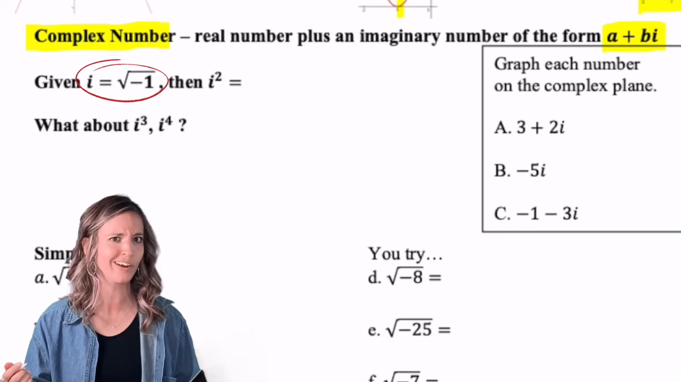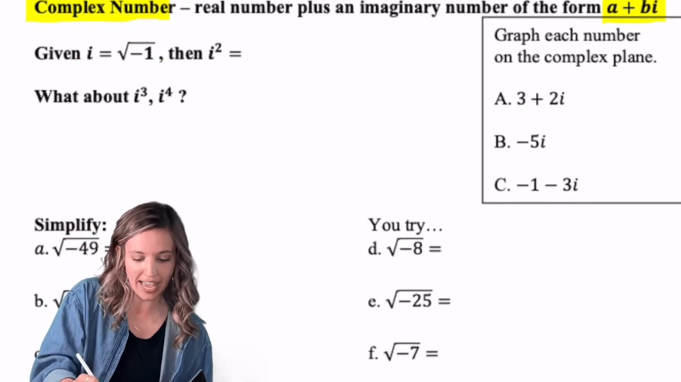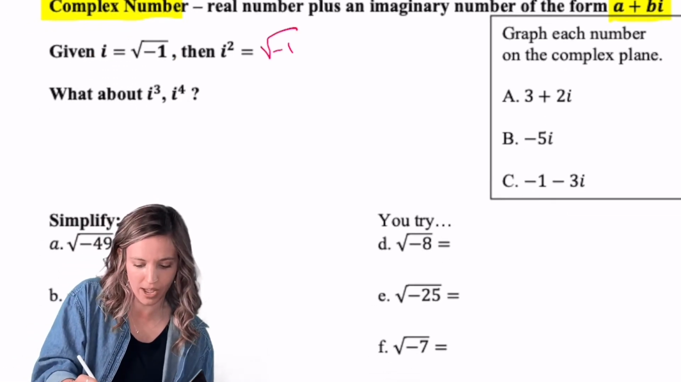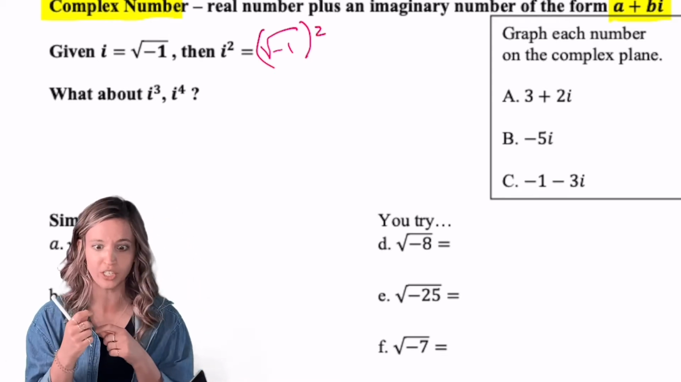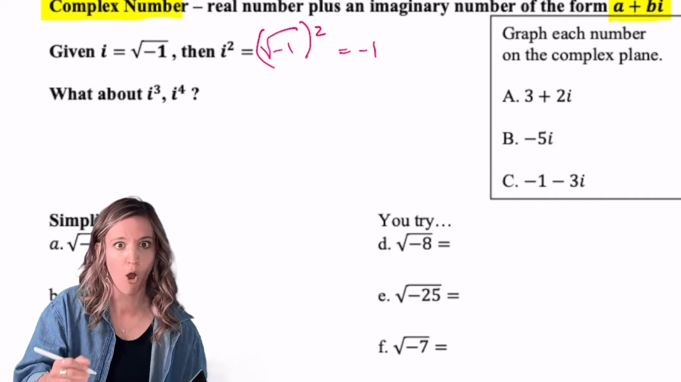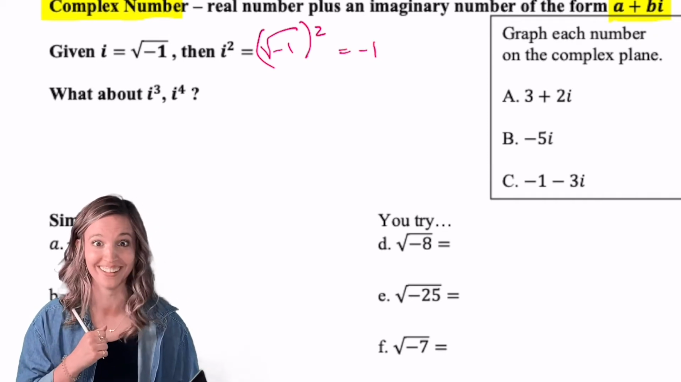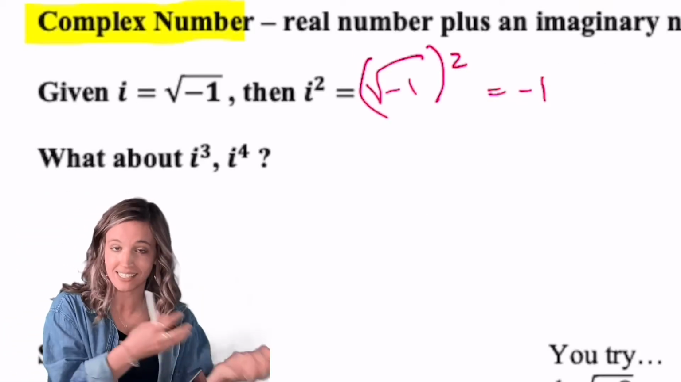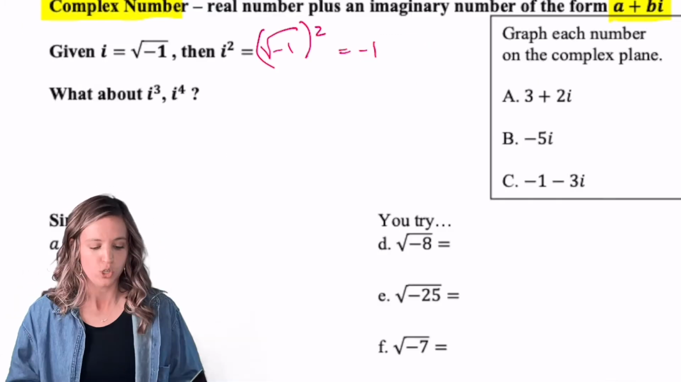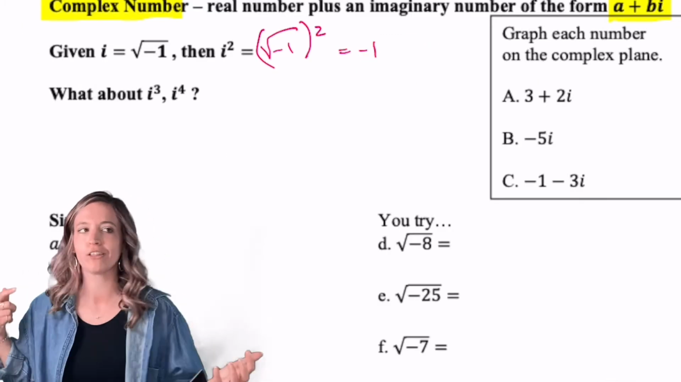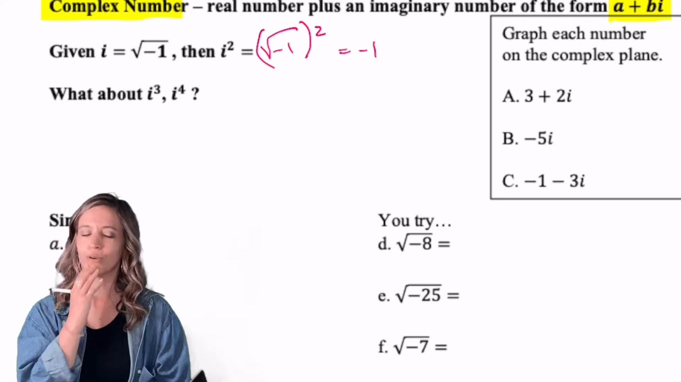So what would i squared then be? Well, if i is the square root of -1, and I want to square it, well, a square and a square root undo each other. So it's -1. Oh, that just got real. So i is an imaginary number, but i squared is just -1, so it's a real number. So then what about i cubed and i to the fourth? Take a moment, consider those two.